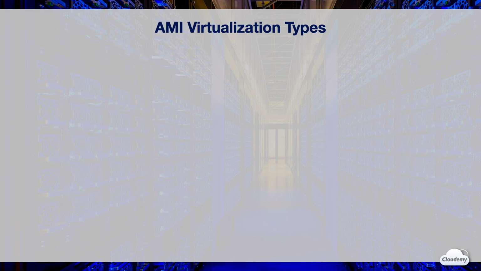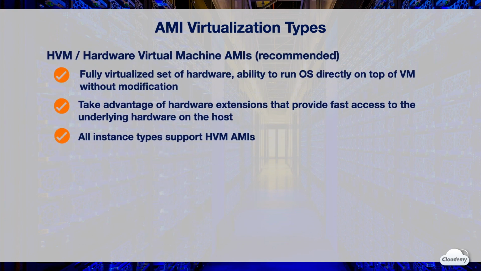AMI supports one of two types of virtualization, hardware virtual machine or HVM, and paravirtual or PV. The main differences between HVM and PV AMIs are the way they boot, and whether they can take advantage of special hardware extensions for better performance. HVM AMIs are presented with a fully virtualized set of hardware, and boot by executing the master boot record of the root block device of your image.